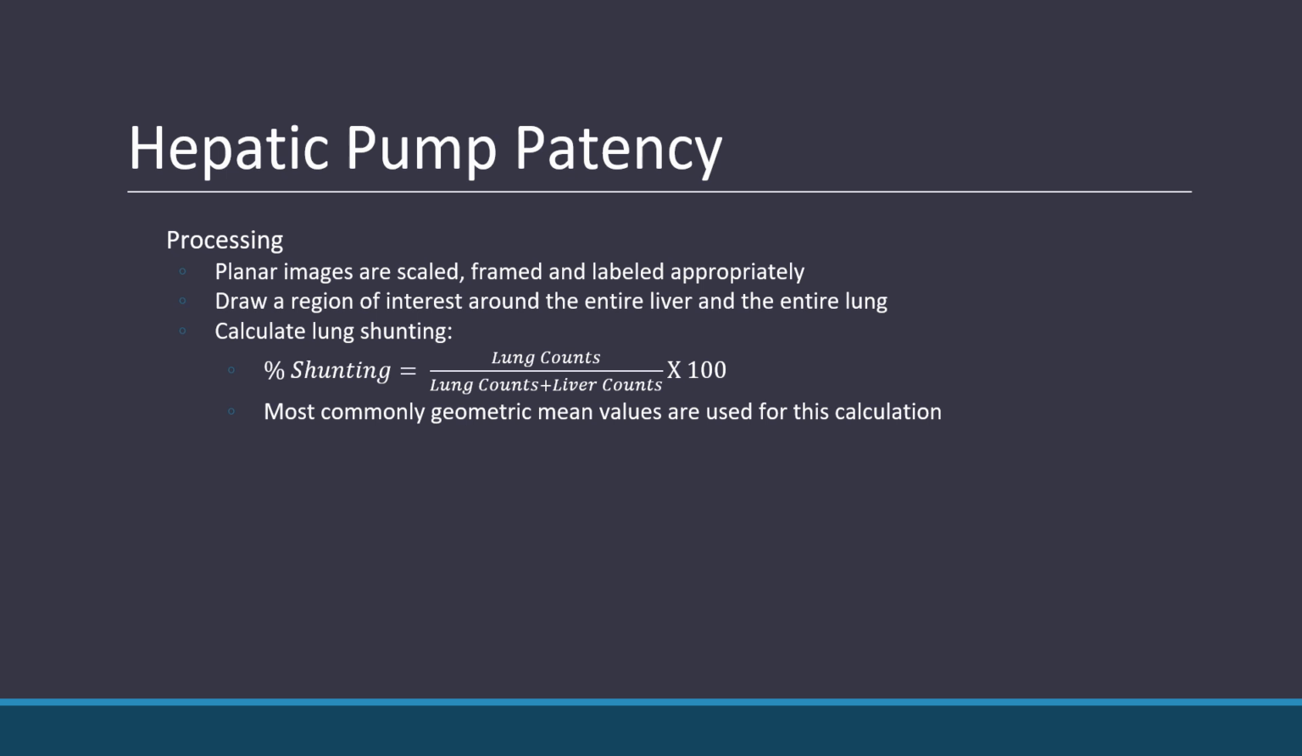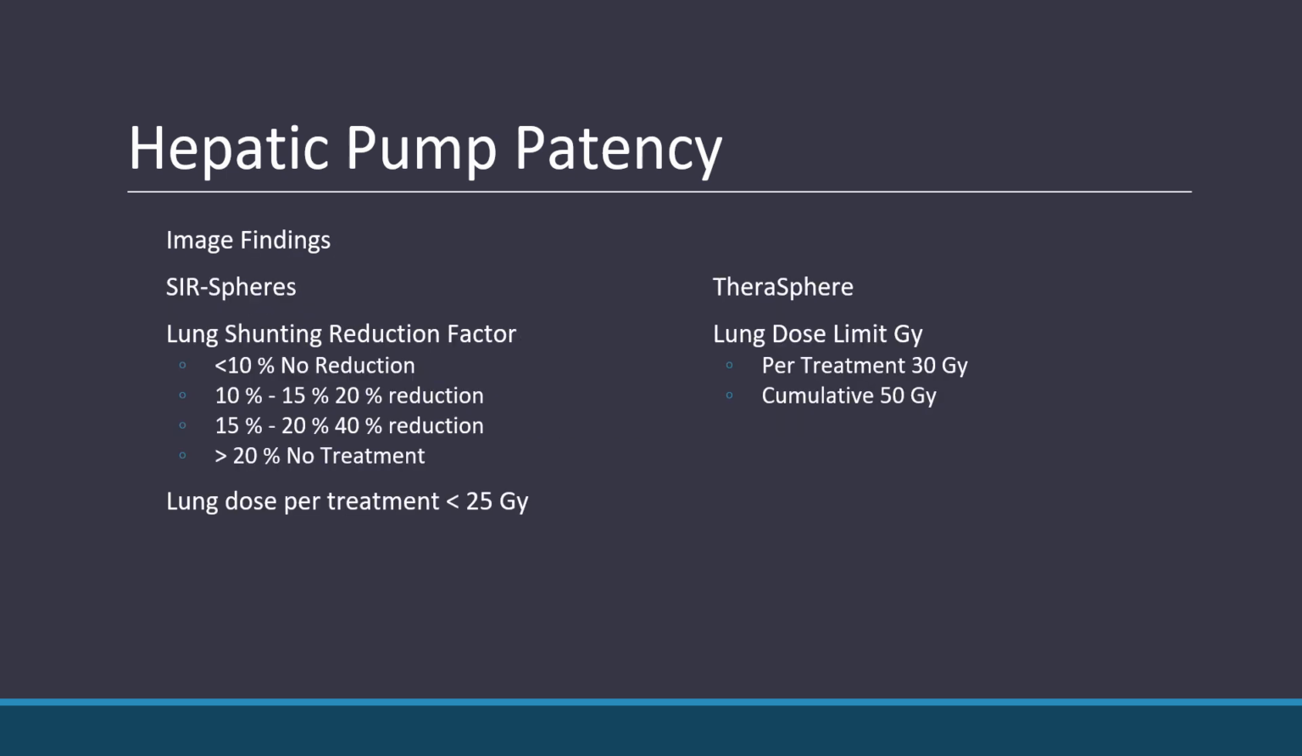The total lung counts for both lungs is divided by the total counts present in the lung and the liver. You'll multiply that by 100. And then it's also commonly used to do a geometric mean value the same way you do for gastric emptyings. That way you account for anterior and posterior views. The liver tends to be more anterior and the lungs tend to be a little more posteriorly. And so that's where the geometric mean study can help make sure it's accurate.